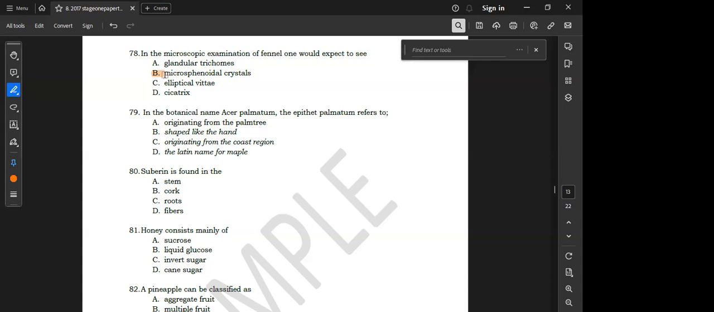Actually, not 79 B. 78 we haven't answered. And then for number 80, suberin is found in the stem, cork, roots, and fibers; the root epidermis and the root endodermis. So yeah, for 80, C.